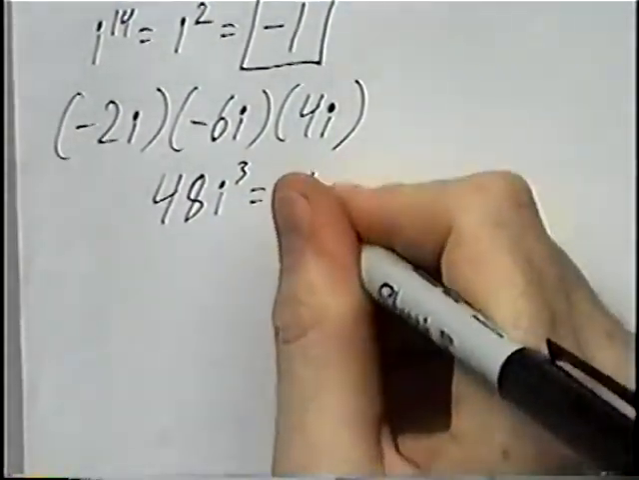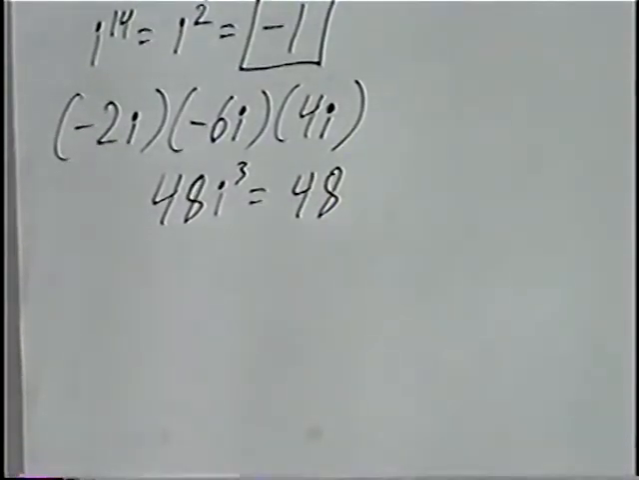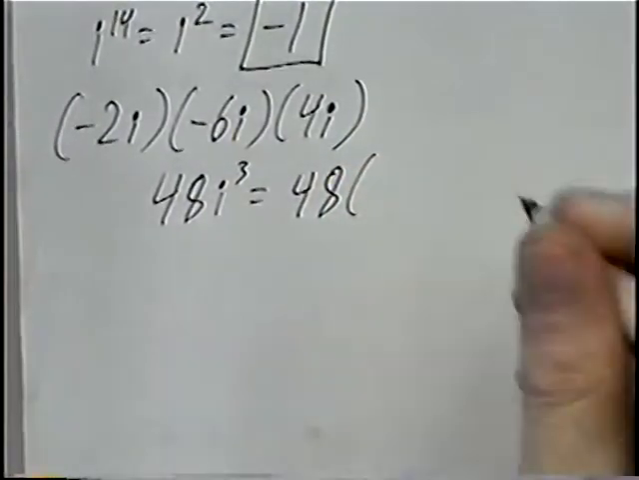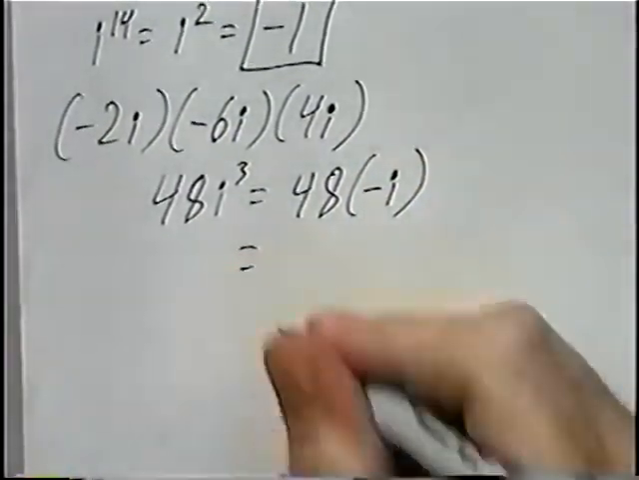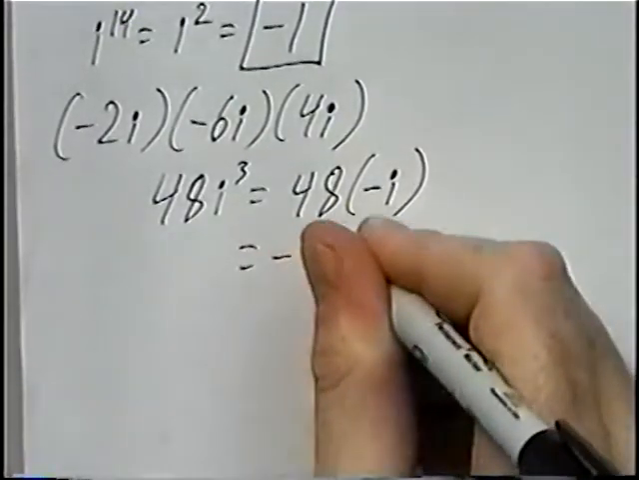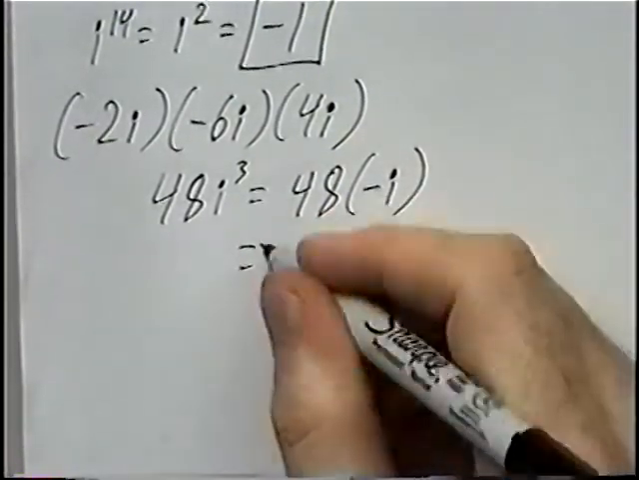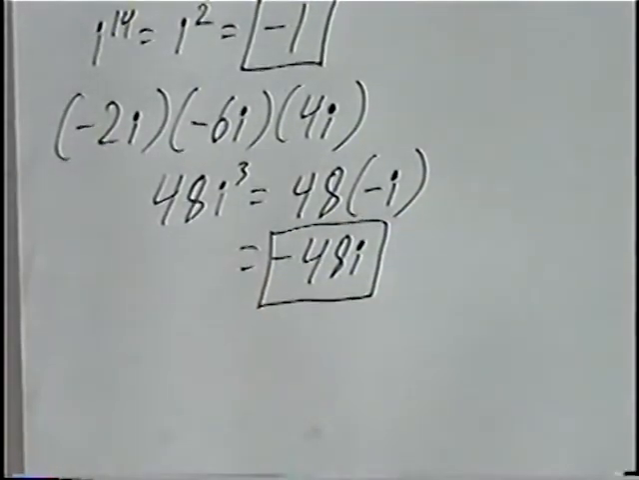Simplifying, 48 would stay the same. i to the third power, looking back at the table that we just wrote, is equal to negative i. And if we multiply 48 times negative i, that would be negative 48i. So simplifying the expression, the answer would be negative 48i.